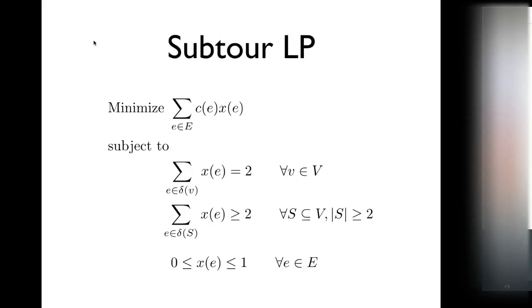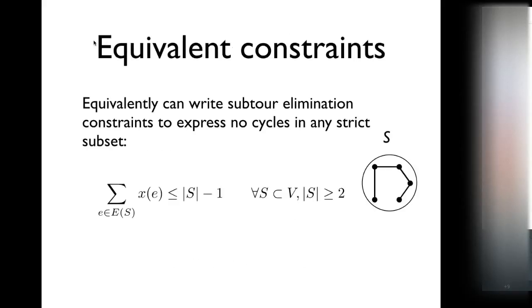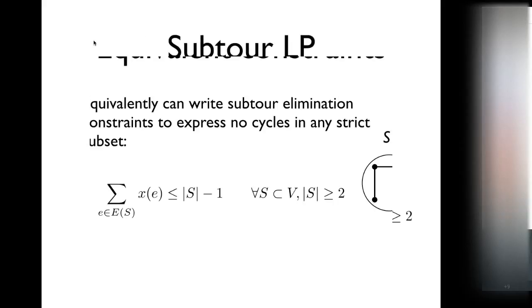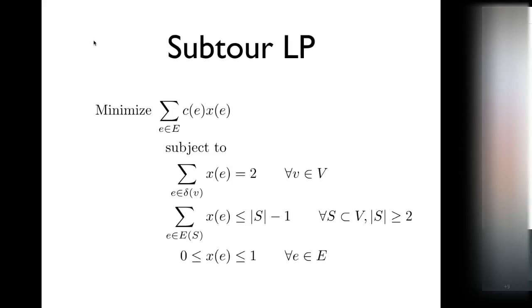For what I talk about later, it's also going to be useful to note that there's an equivalent formulation for this problem, which is that rather than having those subtour elimination constraints, I can instead take a set of vertices and just say that I can't have any cycles in that set. If I take a strict subset of the set of cities, the number of edges that have both endpoints inside that set can't be more than the cardinality of that set minus 1. That'll guarantee that there aren't any of these subtours in the solution. So an equivalent formulation of the subtour LP is keeping the degree constraints and replacing the subtour elimination constraints by these constraints that say there are no cycles for any given subset of vertices.